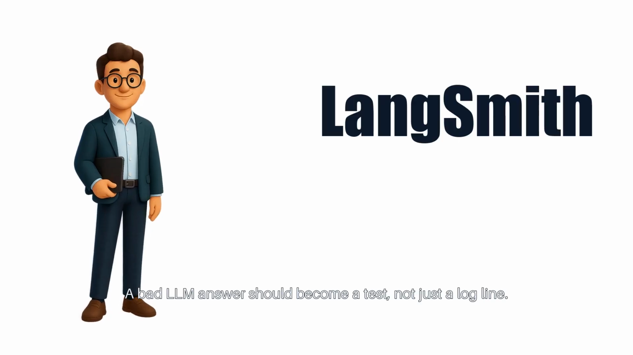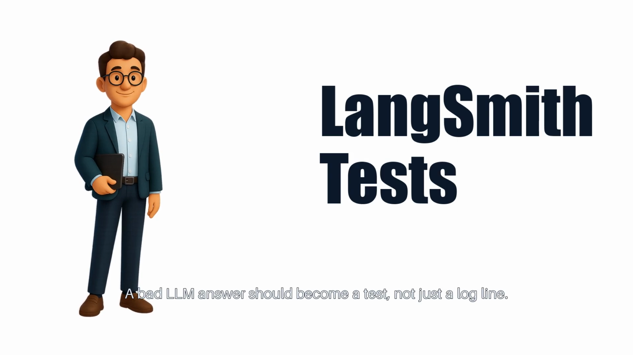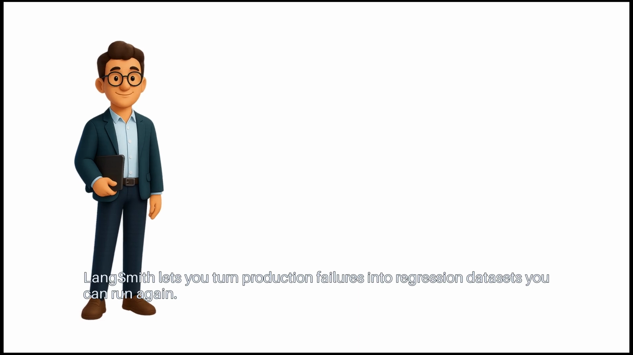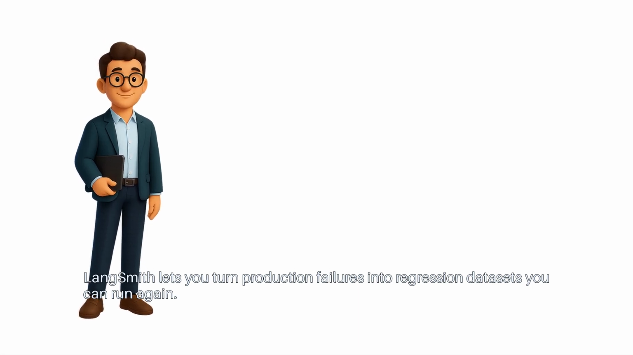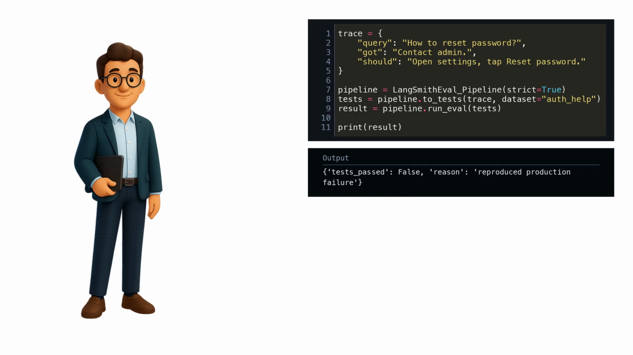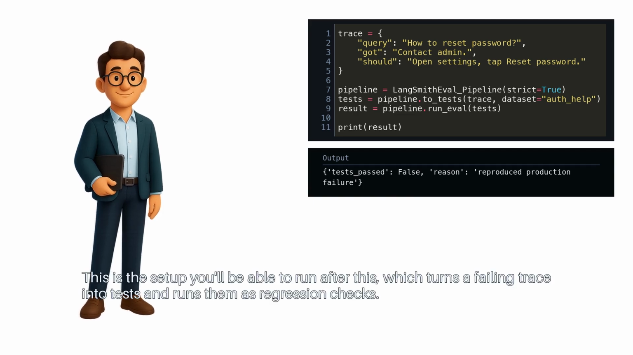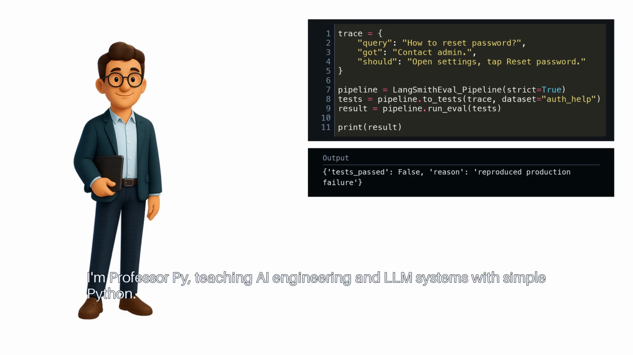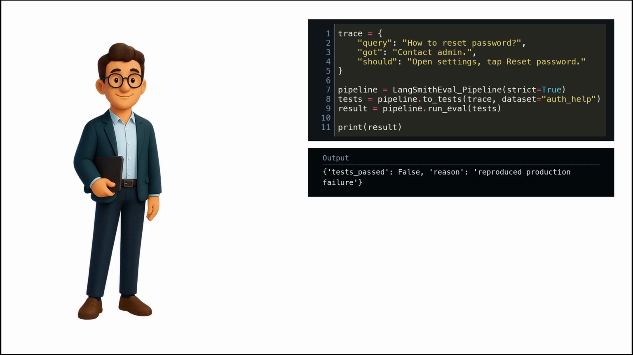A bad LLM answer should become a test, not just a log line. LangSmith lets you turn production failures into regression datasets you can run again. This is the setup you'll be able to run after this, which turns a failing trace into tests and runs them as regression checks. I'm Professor Pi, teaching AI engineering and LLM systems with simple Python.